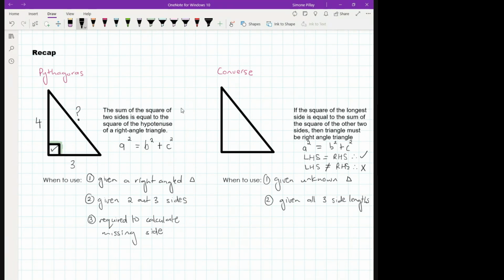So in this case, if I told you this was 4, this was 3, and this was 5, I've now been given all 3 side lengths. And the third thing is you must be required to prove that this triangle is or is not a right-angled triangle. Okay, so this has been all of the theory we have covered so far.